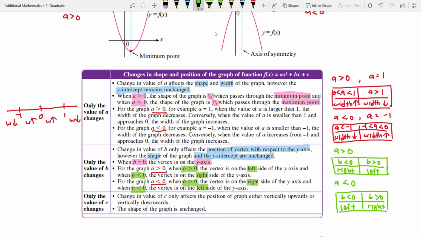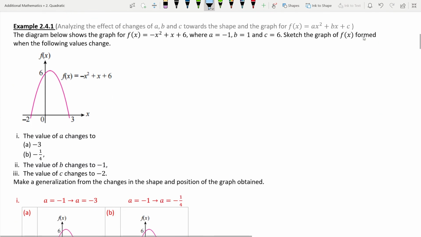And lastly, let's analyze the case where the value of c changes only. Change in the value of c only affects the position of the graph, either vertically upwards or vertically downwards. The shape of the graph is unchanged. Let us look at some practical examples.